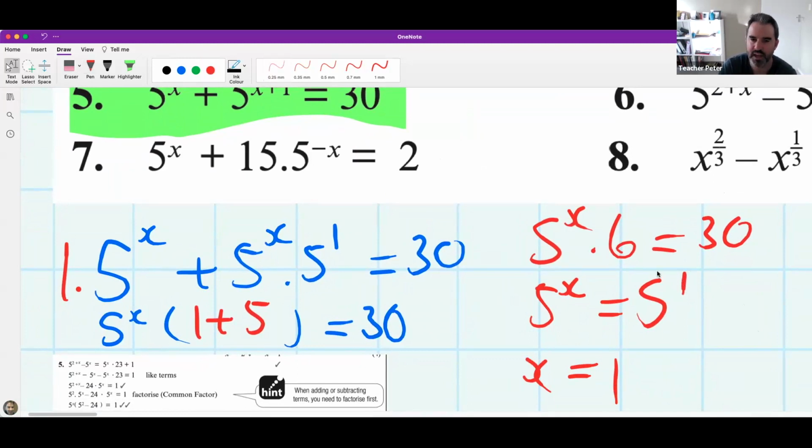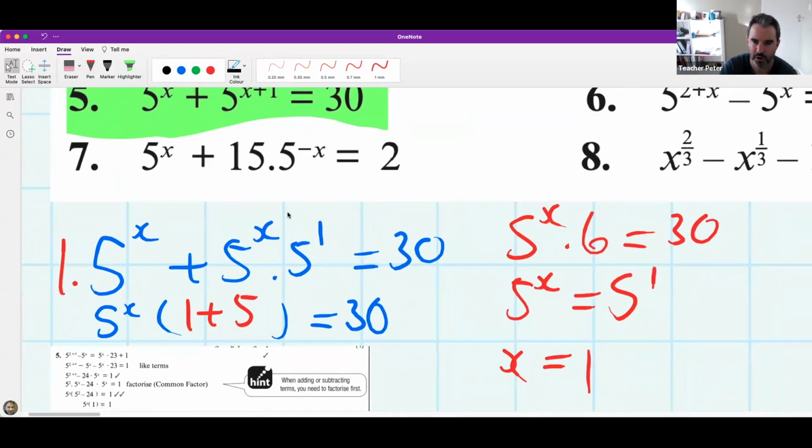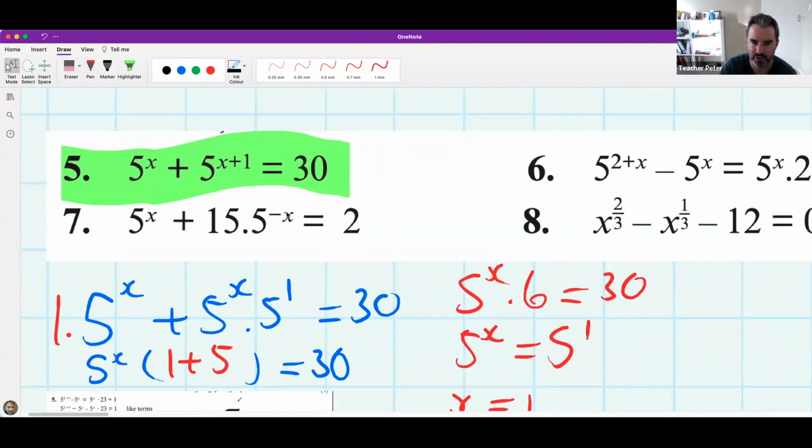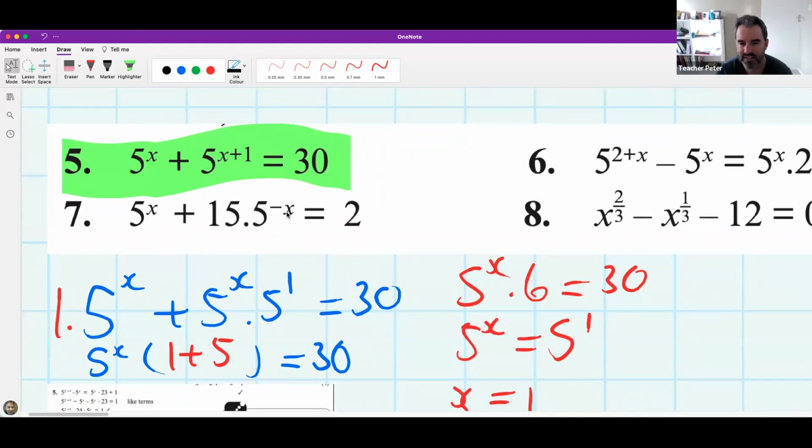Okay, so in this first part of the lesson, we've covered basic exponential equations, and then we've covered slightly harder ones. And then we're going to gradually progress over time in the second part of the lesson. But we've done some quality work.